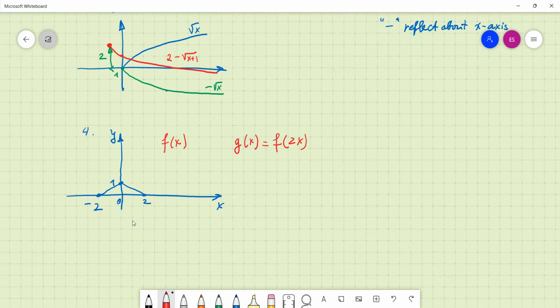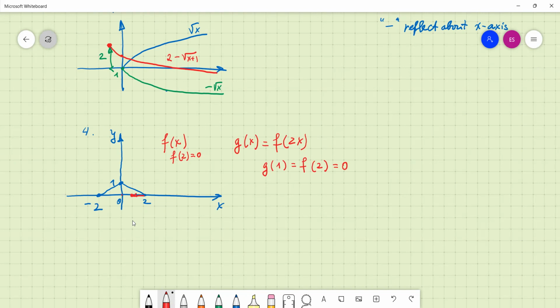So for example, the point where x was equal to 2 was giving me the value 0, right? For this function, if I plug in 2, that's 0. I'm going to write it down. F of 2 equals 0. What is going to happen to this point if I plug in 2x? Well, what is supposed to be x to give me 2 here? X is supposed to be equal to 1, right? So g of 1 equals f of 2 and equals 0. So, which means that this point is going to move over here.